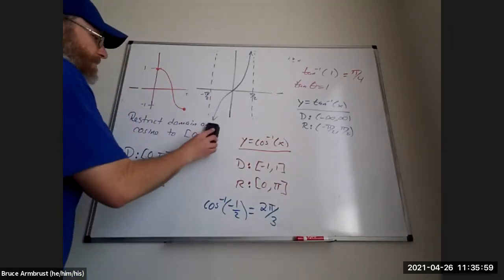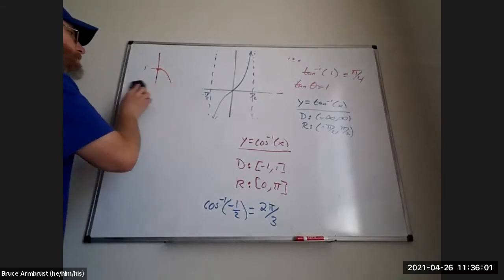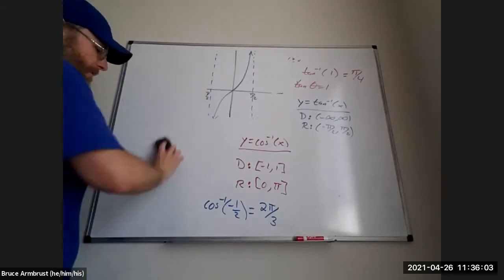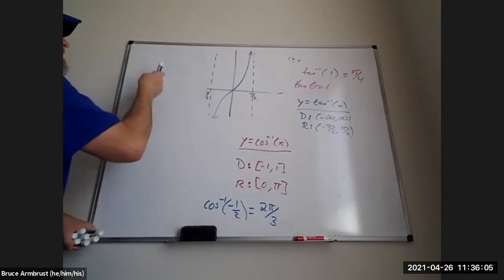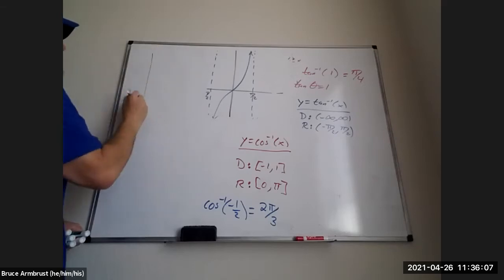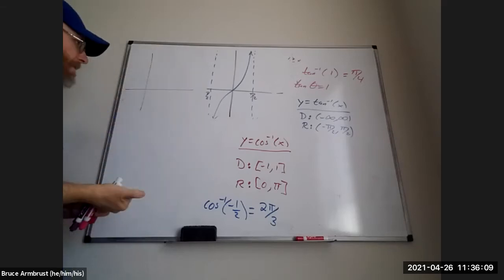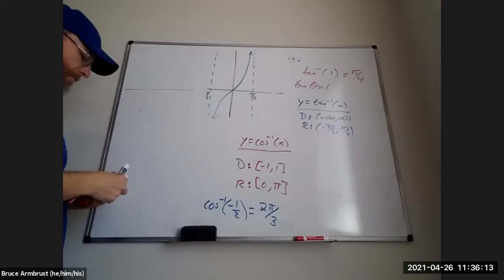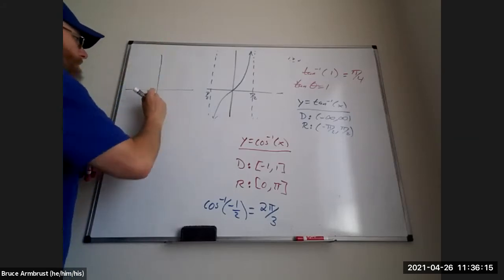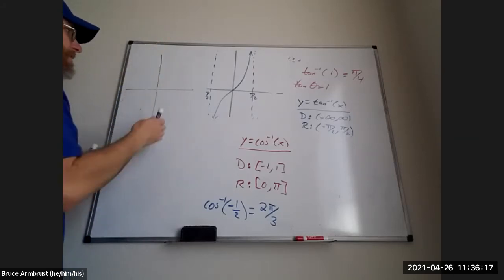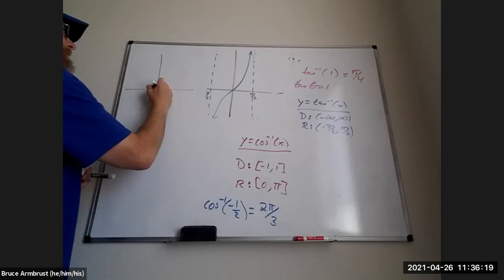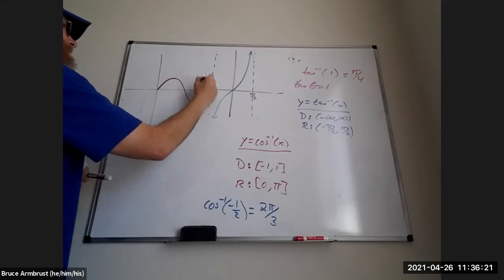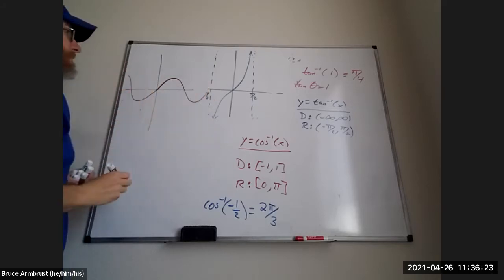All right, so that leaves sine. The question is, what restriction do we put on sine? Well, if we draw a real quick graph of sine, and move my vertical axis over a little bit. So sine starts at the origin, goes up and then comes back down. So does this.